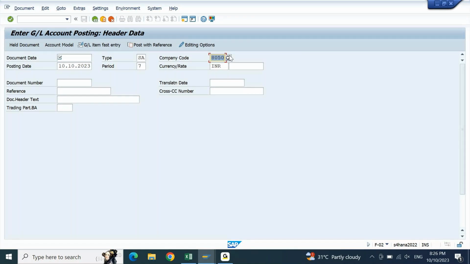In our scenario, we are using two ledgers, leading and non-leading. For leading, we are using January to December. For non-leading, we are using April to March. Correct? Yes, sir.